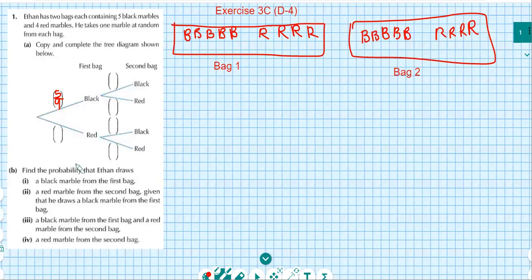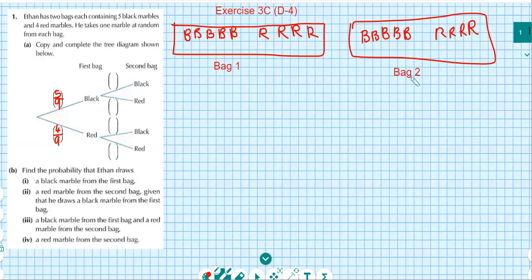Whereas if he gets red, the probability will be 4. There are four red marbles, and the total number of marbles is 9. Similarly, for the second bag, these are independent events, because bag 1 does not depend on bag 2, or bag 2 does not depend on bag 1.